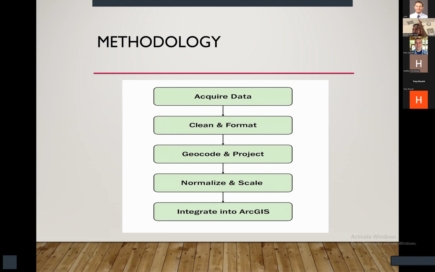The third step was to geocode and project the data, which involved assigning geographic coordinates and converting all spatial layers into a common coordinate system compatible with ArcGIS. After that, I normalized and scaled the data. This allowed me to compare variables like protest frequency and voter turnout on an equal footing, regardless of region size or population. Finally, I integrated the clean and prepared dataset into ArcGIS, where I created my maps, hotspot analysis, and composite indicators to detect patterns of democratic erosion.